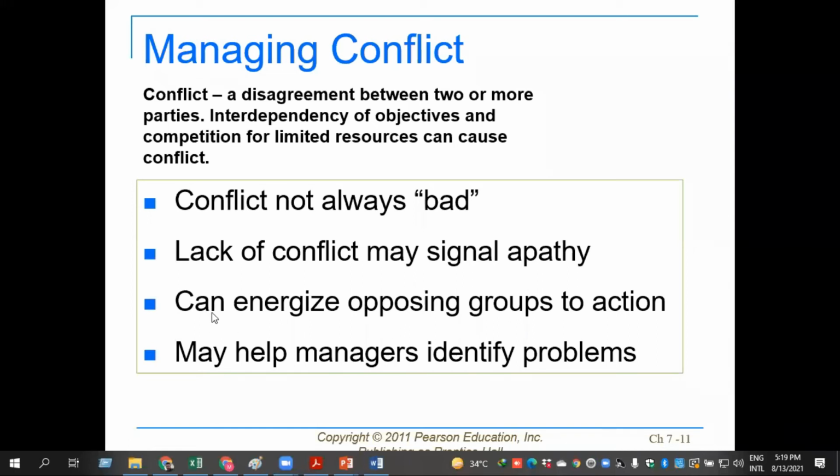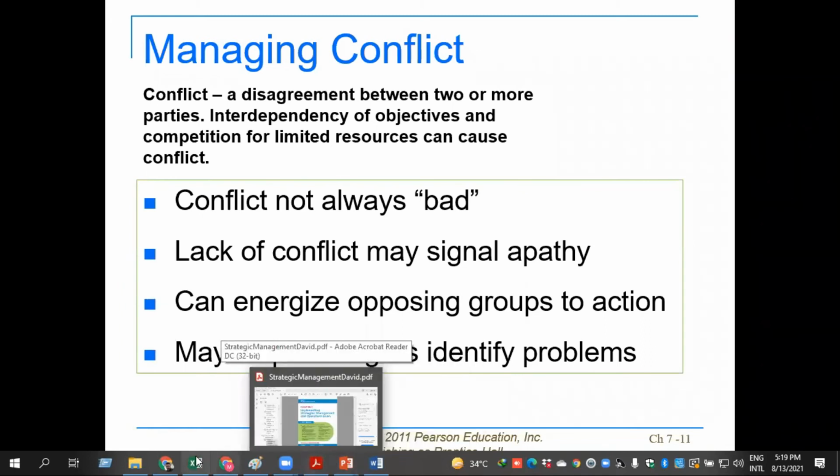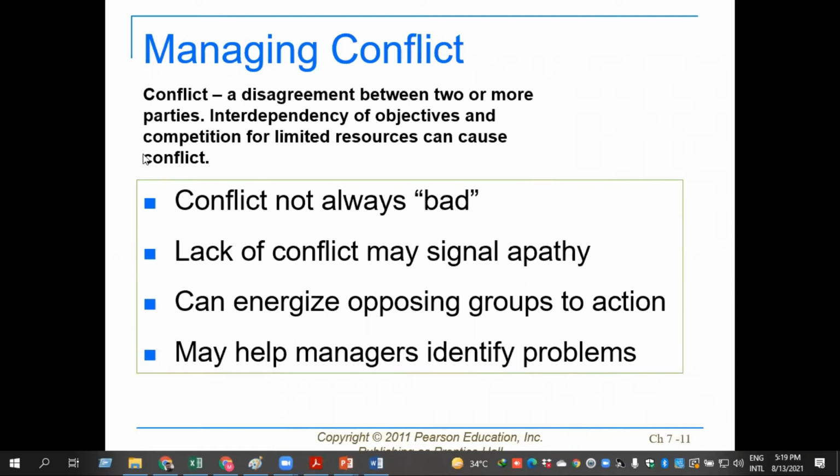And conflicts can energize opposing groups to action. This also happens, because if one group is getting stronger, then the conflict from the other group makes things neutralized. So conflicts are good for the organization as well, because, let's say, political grouping is a common way in Pakistan and in any kind of organization. If the left wing and right wing both exist, the forces and the power of the groups are neutralized by these conflicts and opposition. They may also help the manager identify the problem, because when conflicts arise, problems are explained and visible. If the conflicts are not there, the problem cannot be figured out.